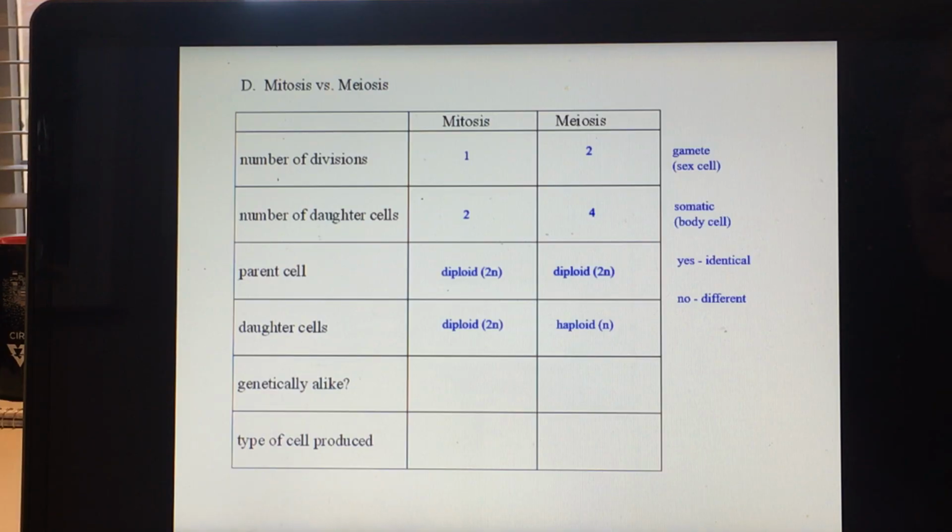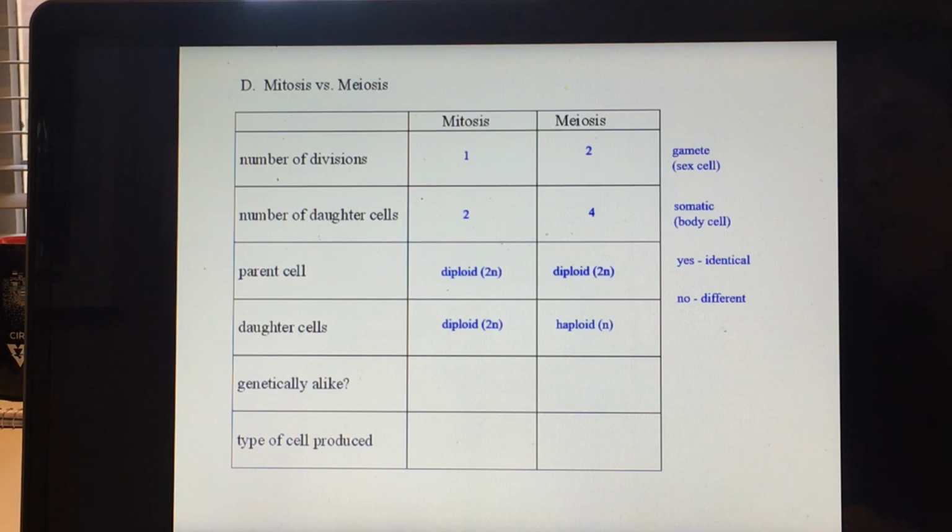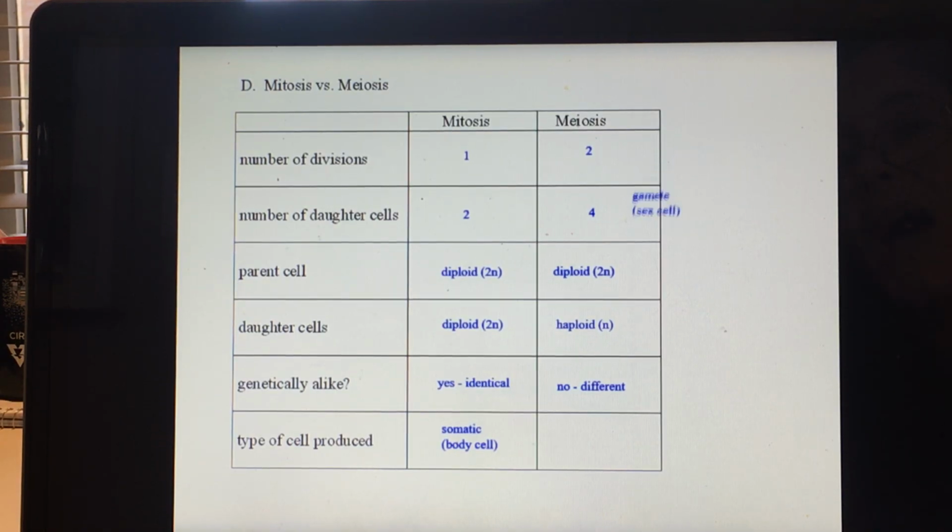And the reason for that is that in meiosis, homologous pairs separate. They do not do that in mitosis. At the end of mitosis, you have genetically identical cells. And at the end of meiosis, you have genetically different cells due to random assortment of homologous chromosomes and also possibly crossing over. At the end of mitosis, you have somatic cells or body cells, and at the end of meiosis, you have gametes or sex cells, sperm or eggs.